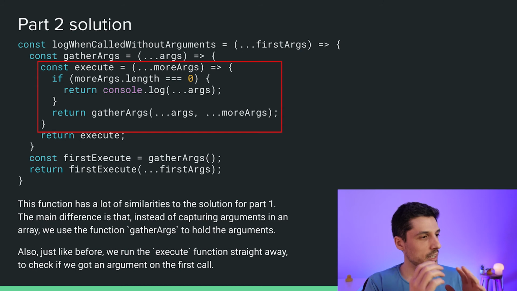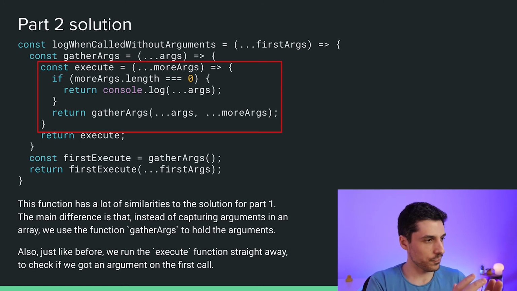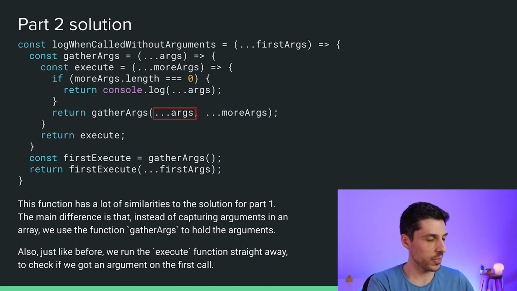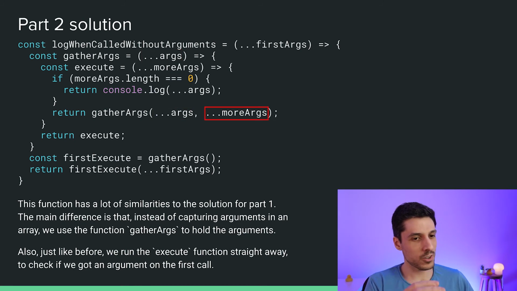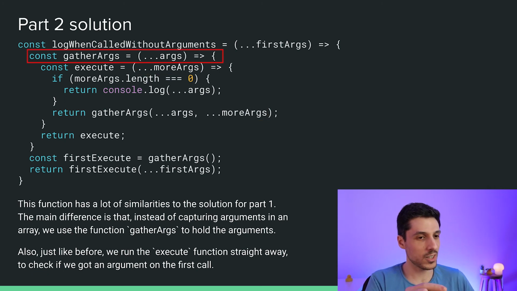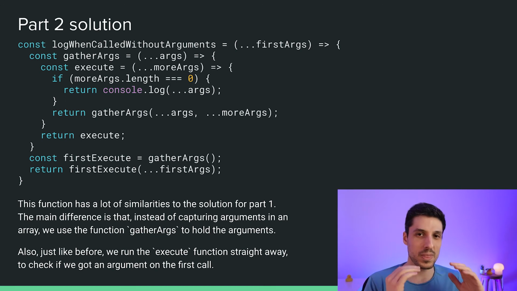And the logic is a little bit complicated, but if we look back in execute, what we're essentially doing, if we've called it with an argument, we return the result of gatherArgs. And in gatherArgs, we pass in all the arguments we have so far, right? So the args thing is the previous arguments we had before this specific call of execute. And the moreArgs are the arguments we just got in this specific call of execute. So basically gatherArgs, that function, is where we store the arguments, not in an array, okay? I hope that kind of makes sense. Again, I won't go through the code line by line, but yeah, that's the solution.